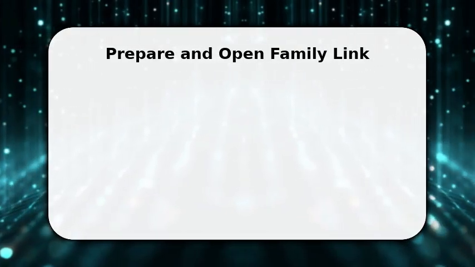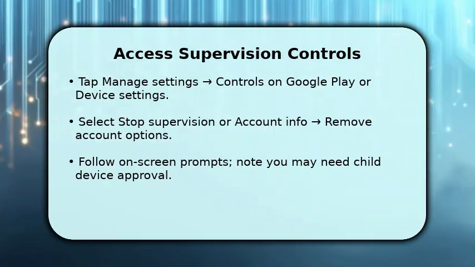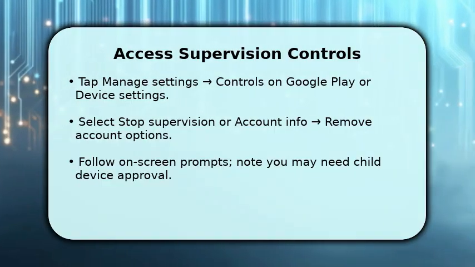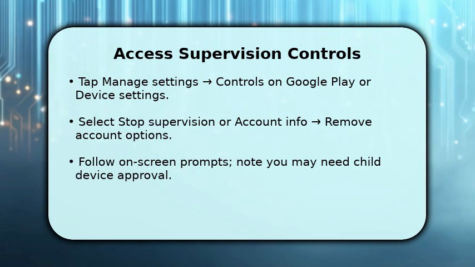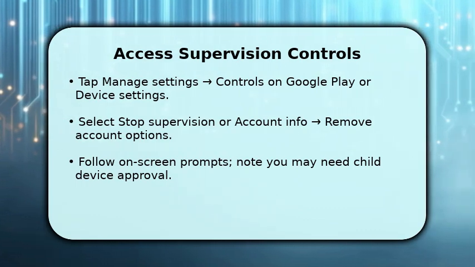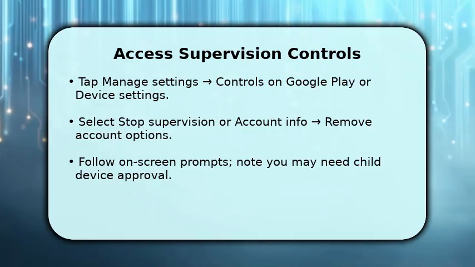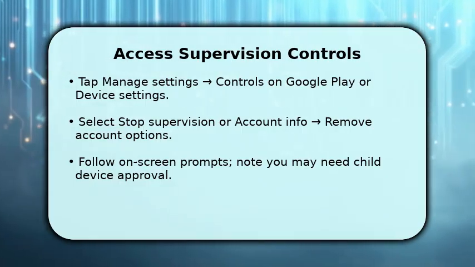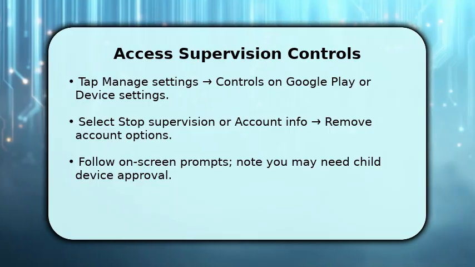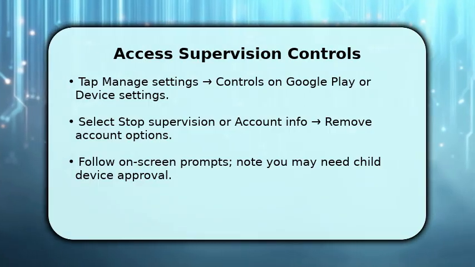navigating menus. Next, go into the Child Profile's Manage settings and choose the relevant controls. For device supervision, check Device Settings. For App/Activity controls, check Google Play. Then select Stop Supervision or Remove Account, depending on which option appears. This difference exists because Family Link evolves and labels vary.